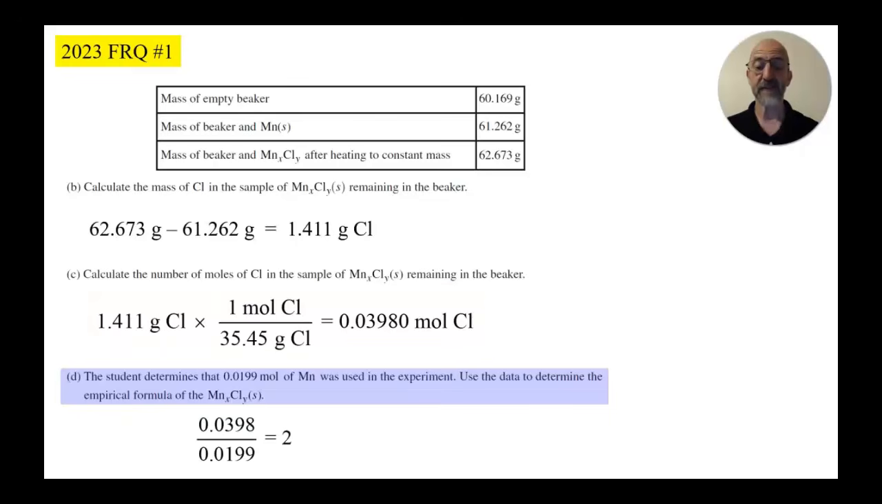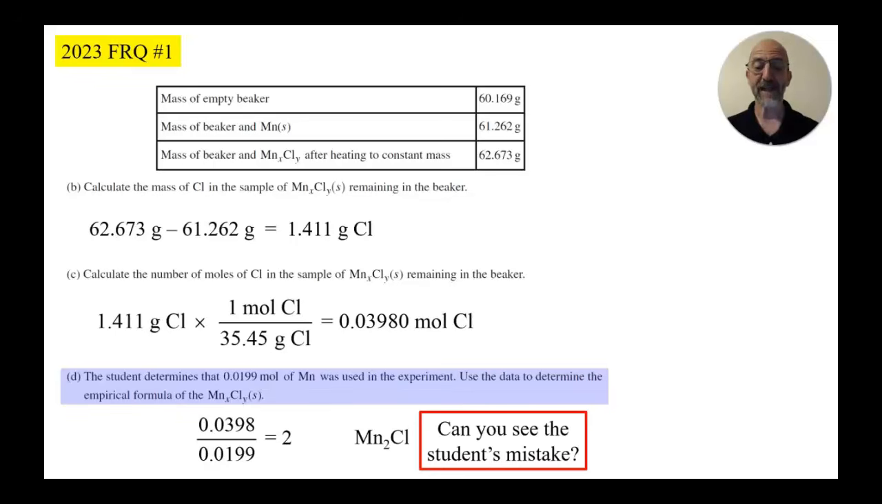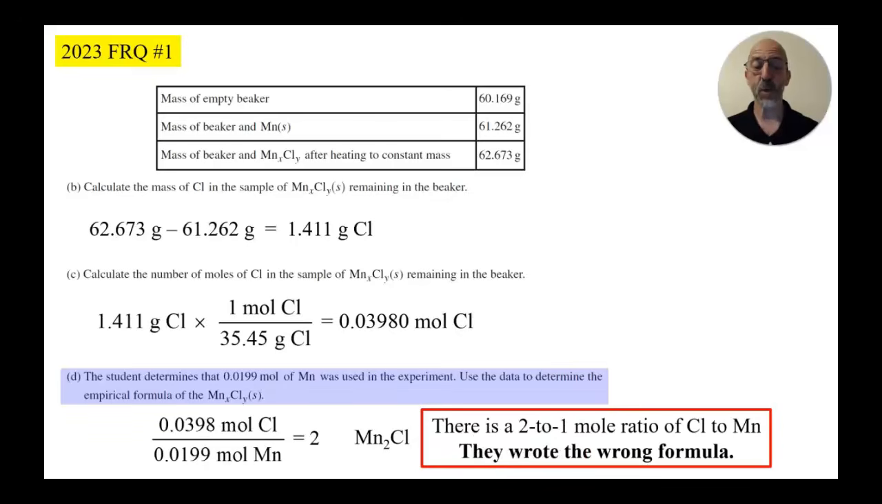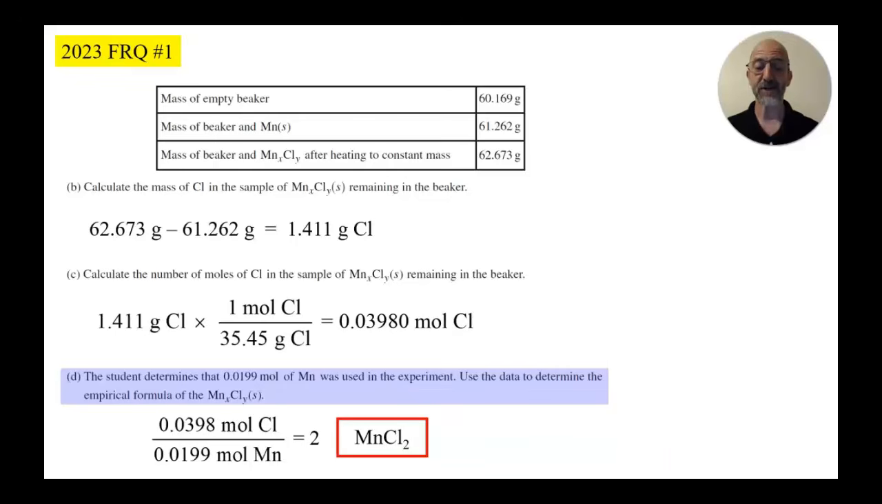And this is what the student did. They recognized that there is a 2-to-1 ratio, and so they wrote an empirical formula of this compound. Now, take a look at what they wrote. Can you see their mistake? Well, they knew it was a 2-to-1 ratio. Unfortunately, it's a 2-to-1 ratio of chlorine to manganese. So by writing Mn2Cl, they would not earn the point for their response because they put the 2, the subscript, in the wrong place. The correct answer is actually MnCl2.